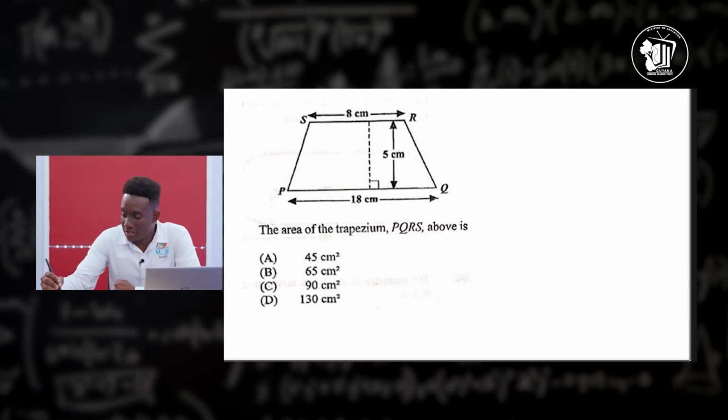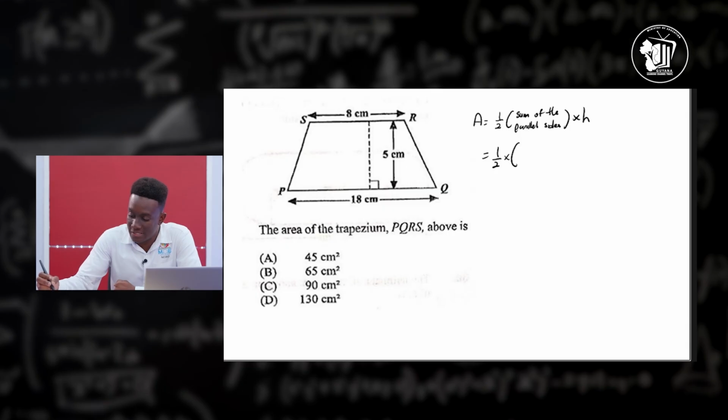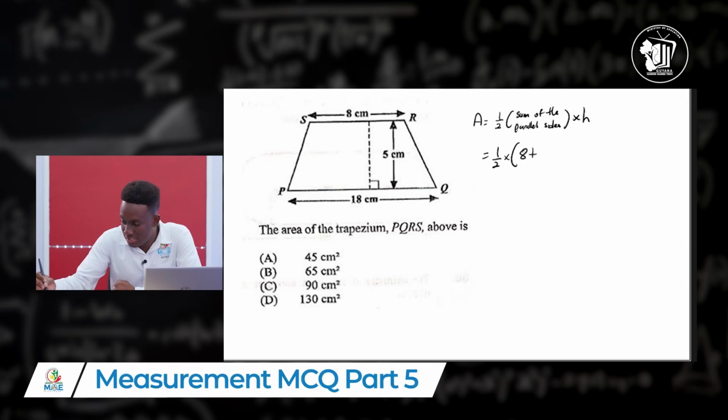So in order for us to find the area of a trapezium, it's half the sum of the parallel sides multiplied by the height. So we know it's half multiplied by the sum of the parallel sides. The parallel sides would be these two, so this would be 8 plus 18 multiplied by the height. The height would be the perpendicular height, which would be the 5.